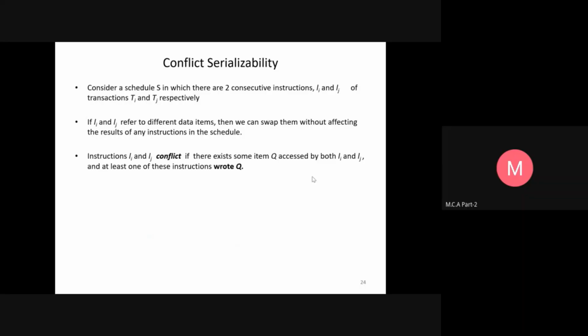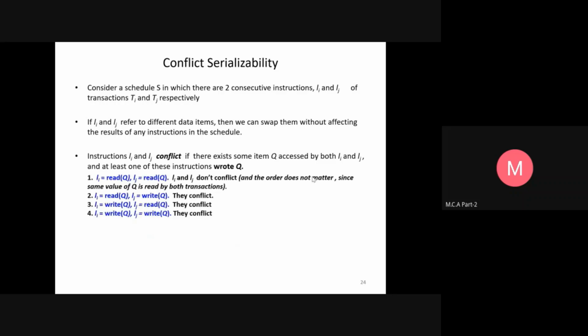Because if one does a write and the other does a read, the value that is read will differ depending on whether the write has already been done or not. So there is a conflict. This is what we look at, whether there's a conflict or not.